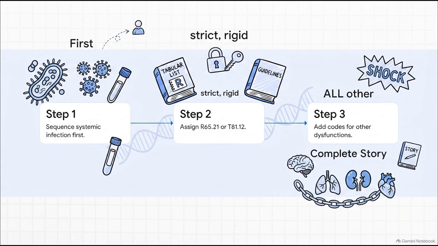And step 3, a lot of people miss this one, you are not done yet. You must assign mandatory additional codes for all other associated acute organ dysfunctions the patient is experiencing. It's a chain of codes that tells the complete, specific story of the patient's critical state.